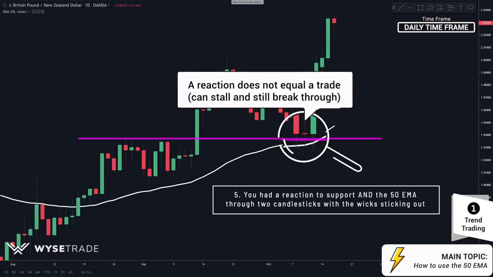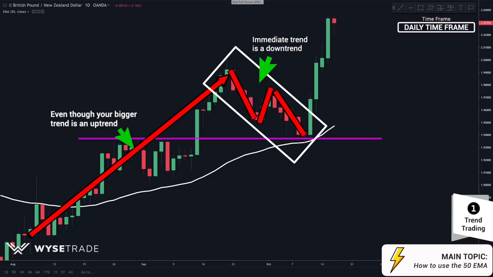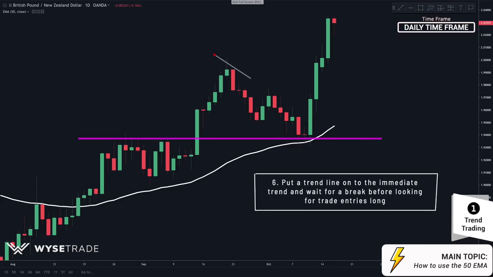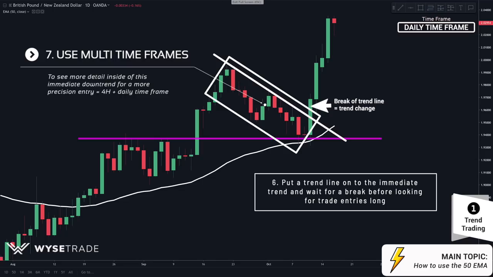As a reminder, even though your big picture trend is an uptrend, your short-term trend is a downtrend and can continue on. So you need confirmation that the short-term downtrend is over. So just like in our previous video, what you do is you put a trend line on top of this moving downtrend and wait for a break through the trend line. And once you have that break, you start looking for long entries. Now for us, we always like to look for more detail and confirmation inside of this immediate downtrend.